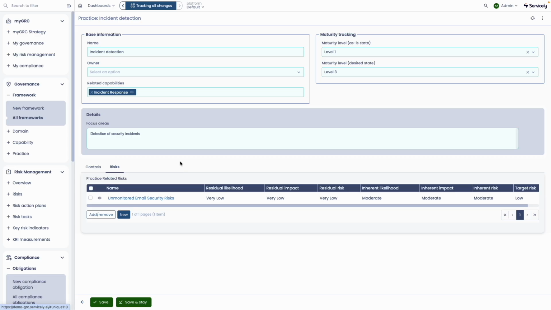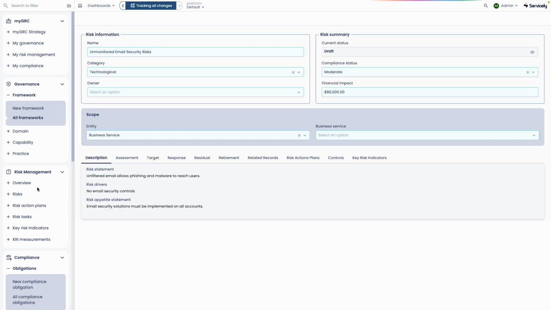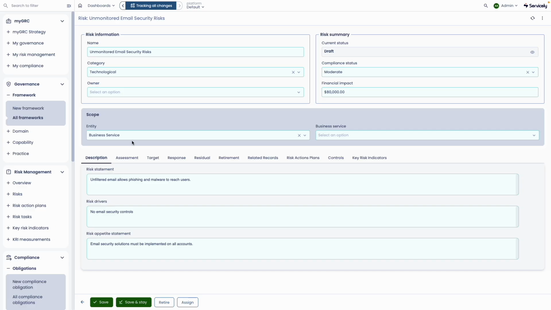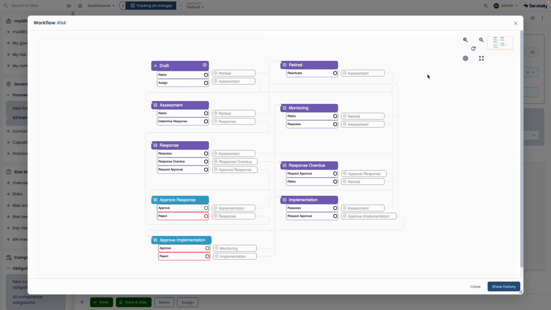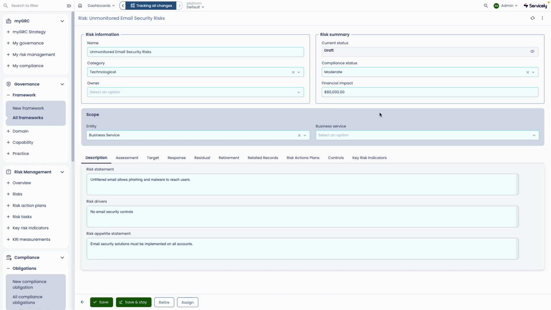So what that means is our governance frameworks, our compliance obligations, and our risks will all be related. In this case, we can open up the risk, unmonitored email security risks, which will match the risk menu that we have here to the left. And we can see, first of all, here that we have a supporting workflow that will tell us how we manage and deal with risks. So everything is automated and put into context through a structured process.